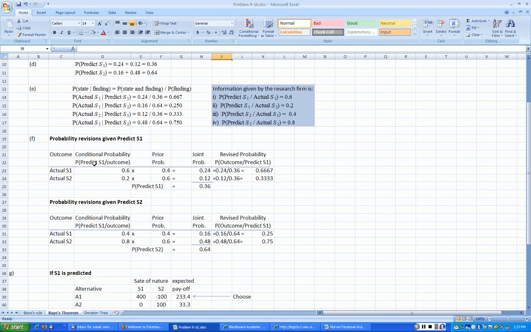The prediction that the economy is going to be good, given the economy could actually be good, the economy could be bad also. So that is 0.6 and 0.2. That's what the company is going to give us, 0.6 and 0.2. The prior probability that we know from historical experience of actual S1, good economy, bad economy, being 0.4 and 0.6, the joint probability is the product of these two. 0.6 times 0.4, that is 0.24. That is what you see there.